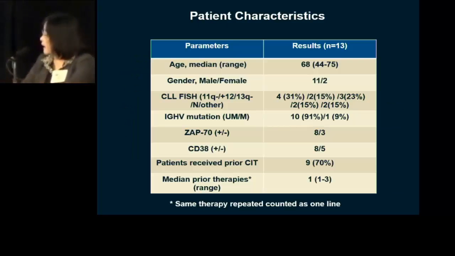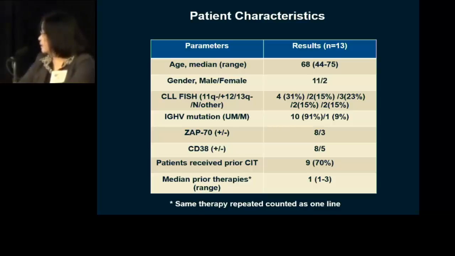This slide shows the patient characteristics so far enrolled into this trial. There are 13 patients enrolled into this trial. The average age of the patients enrolled is about 68 years old. The majority of patients are male, 2 patients are female. And regarding the CLL FISH abnormalities, 31% of patients, or 4 patients, had 11q deletion, and 2 patients had trisomy 12, 3 patients had 13q, and 4 other patients have either normal or other cytogenetic abnormalities.